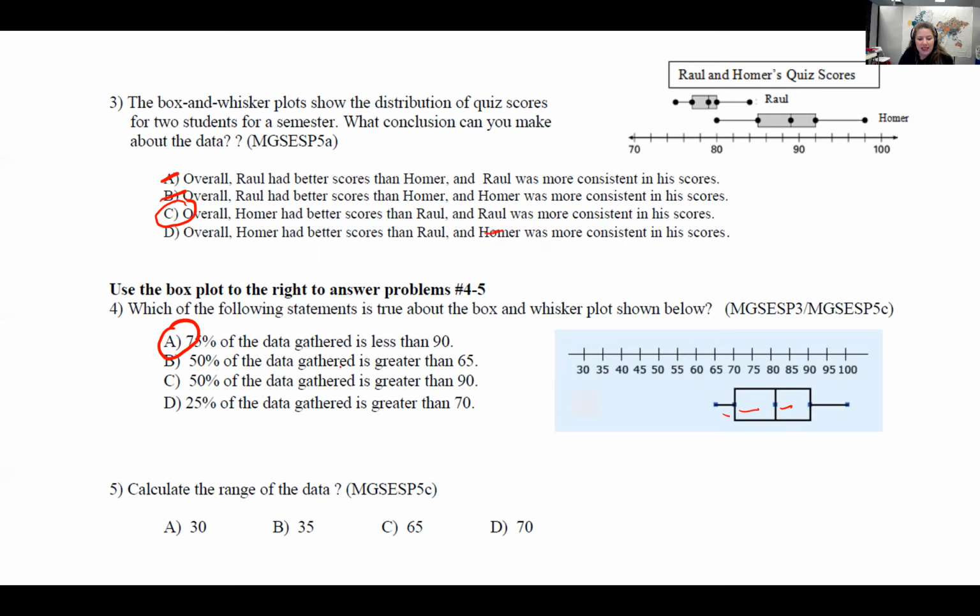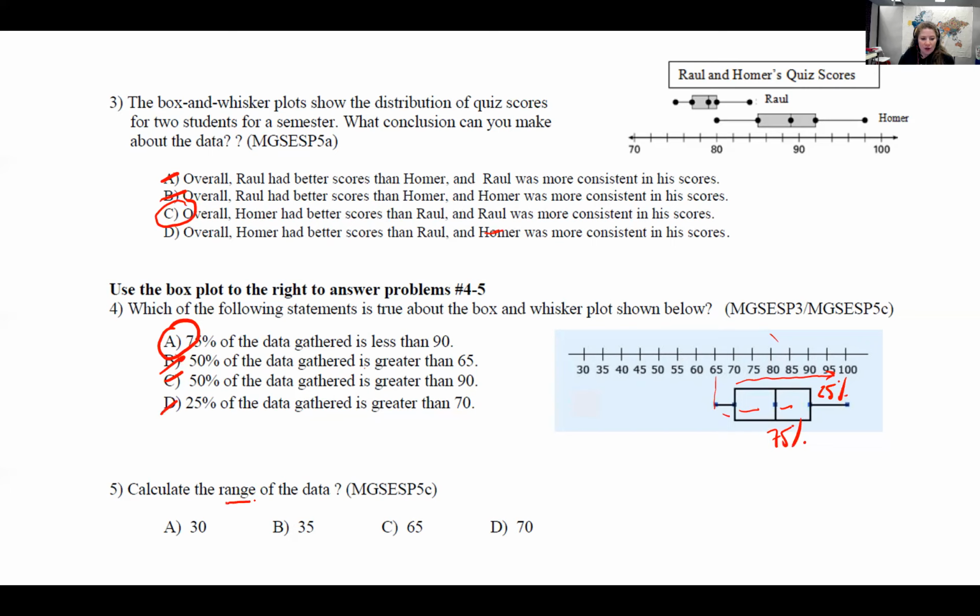50% of the data gathered is greater than 65. 50%, oh no, like almost 100%, right? 50% of the data gathered is greater than 90. Nope, that's 25%, not 50. 25% of the data gathered is greater than 70. Well, actually 75%. So D is incorrect. So A is the best answer.